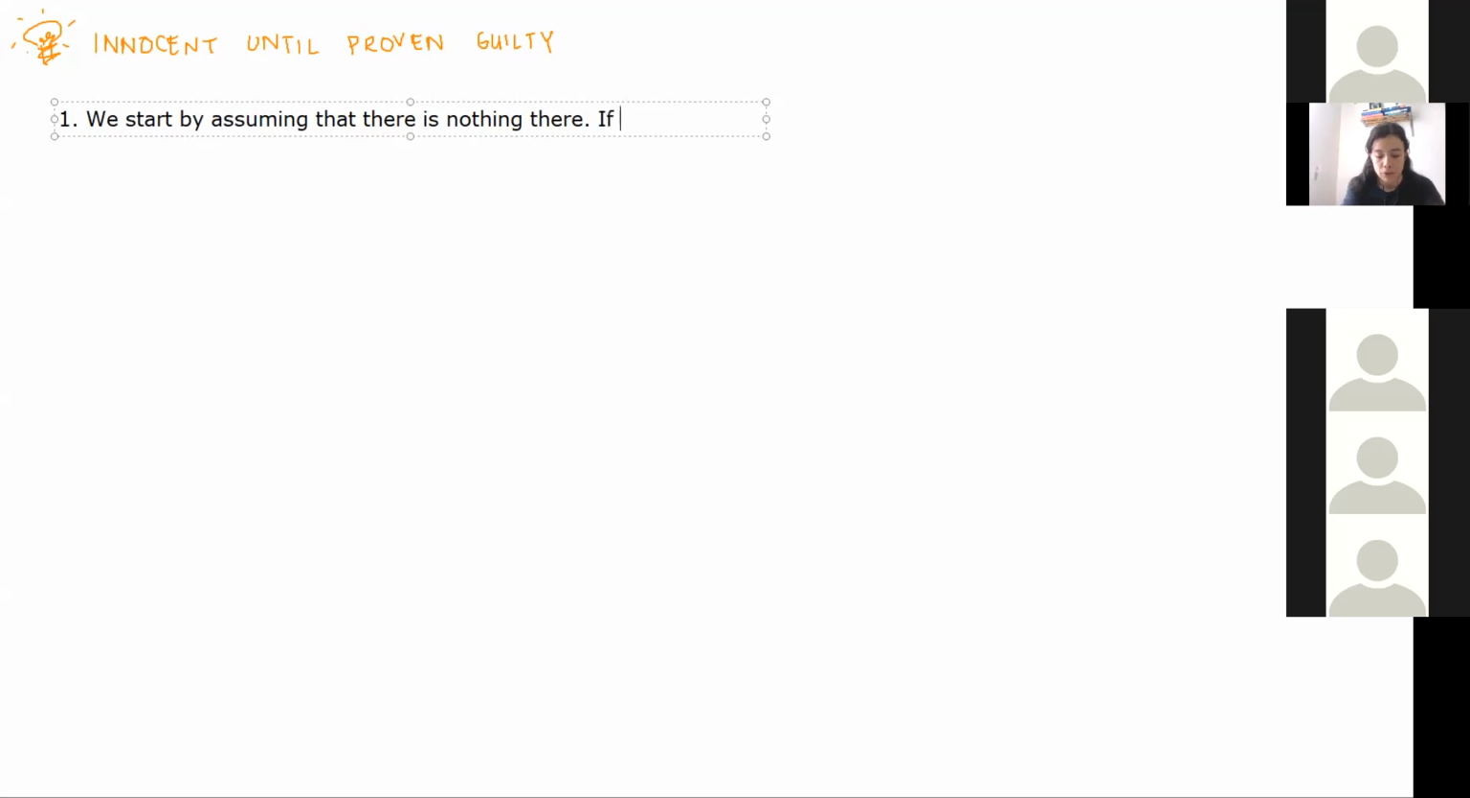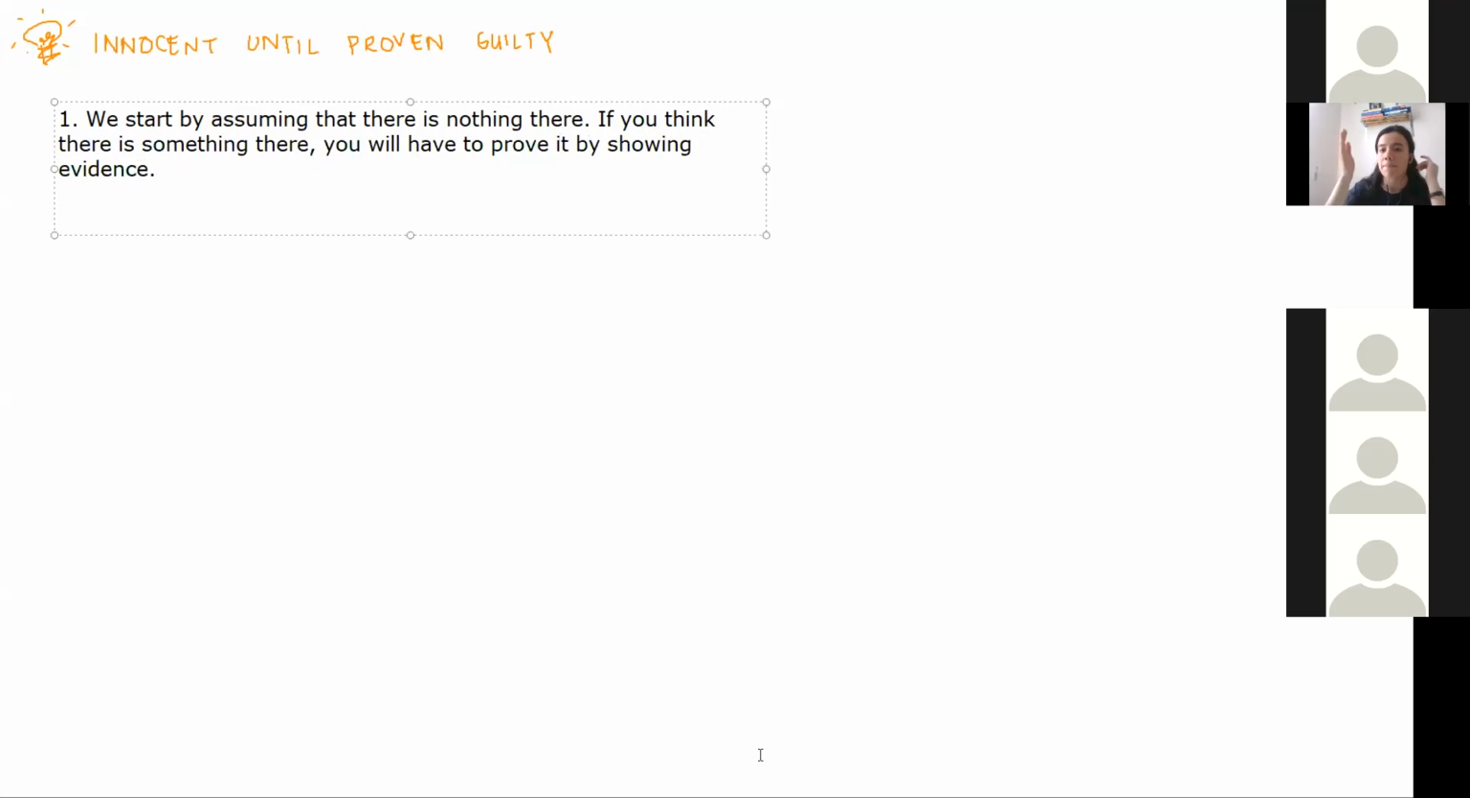If you think there is something there, you will have to prove it by showing evidence. Okay, so evidence is going to be the key over here. You're going to have to show enough information to prove that there is something there. Okay, so this teacher had to have enough evidence to say my method is what's making them better.